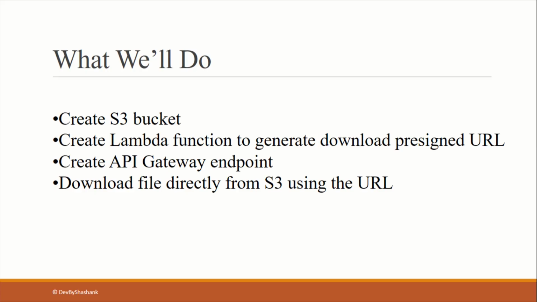In this video, we'll create an S3 bucket and we'll create a Lambda function that will generate a download Presigned URL. Then we'll create an API Gateway endpoint and we'll download the file directly from S3 using the Presigned URL.